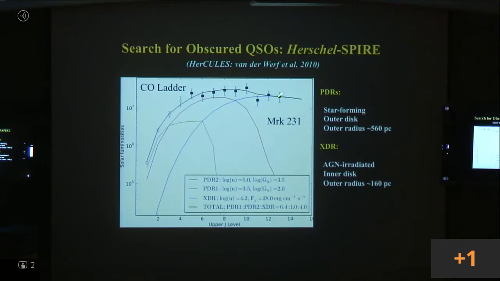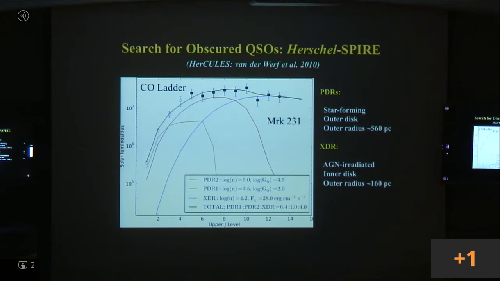Again, in this 2010 paper, everything looked pretty rosy, and we were really optimistic that we could use the CO ladder, the so-called CO ladder, this is intensity or luminosity as a function of upper level of the CO transition, to constrain the fraction of the luminosity that's produced by the AGN. In this case, Mark 231, we used X-ray dominated regions, and claimed that this portion was perhaps produced by the AGN.